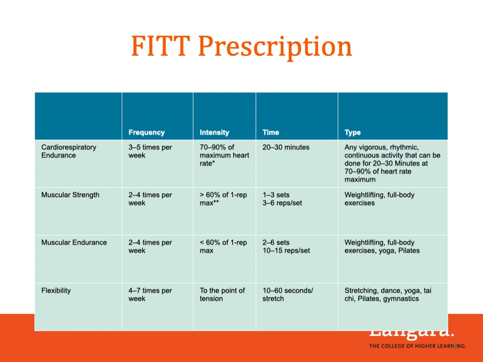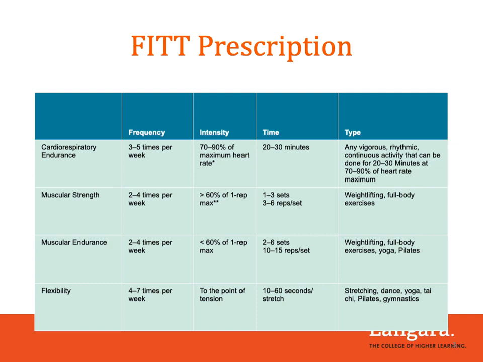So, I have here four different types of programs or four different types of training goals. Really, the most common ones: cardiorespiratory endurance, muscular strength, muscular endurance, and flexibility, and how you would apply frequency, intensity, time, and type to those. So if you look at cardiorespiratory endurance, an example of frequency would be something like 3 to 5 times per week. Intensity would be something like 70 to 90% of maximal heart rate.